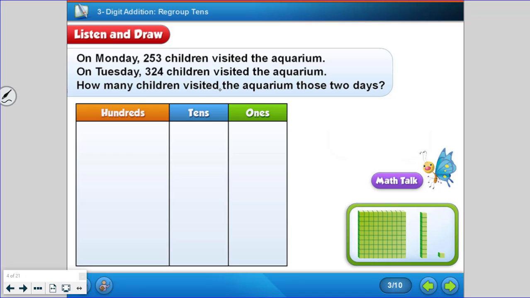Okay, so it says on Monday, 253 children visited the aquarium. On Tuesday, 324 children visited the aquarium. How many children visited the aquarium those 2 days? So we want to know how many children visited all together on those 2 days, on Monday and Tuesday. So go ahead and pause your video, use your base 10 blocks, and see if you can figure out how many children visited the aquarium in those 2 days. Get your problem all set up.